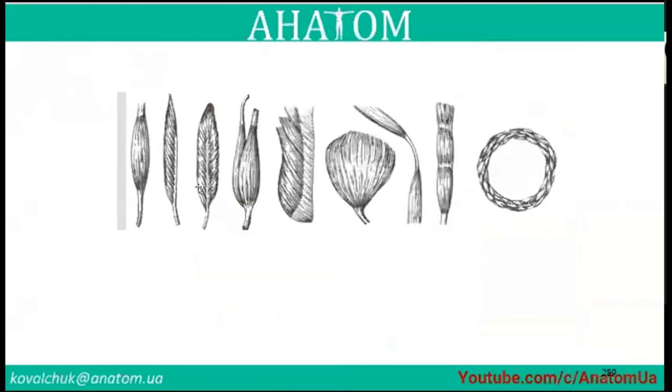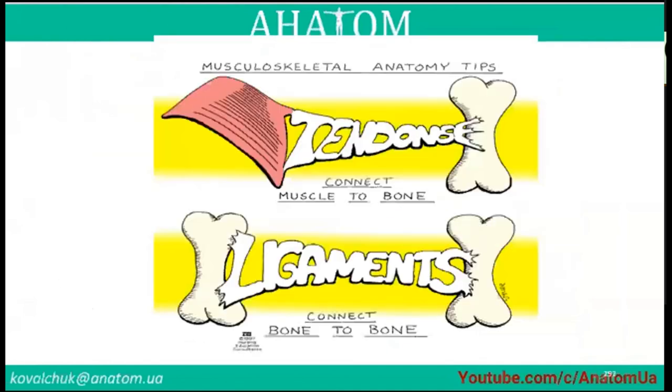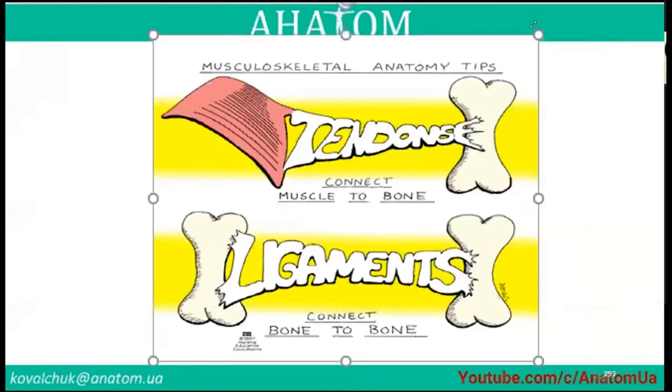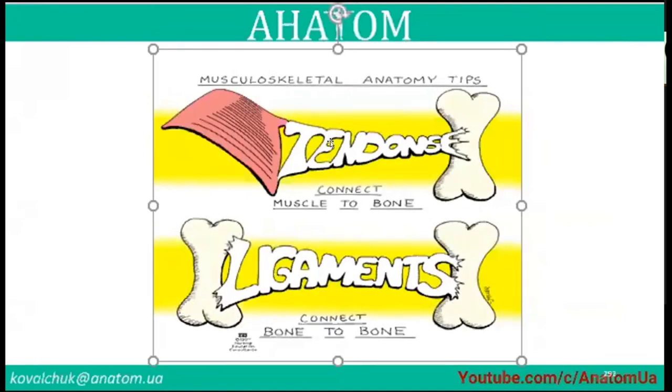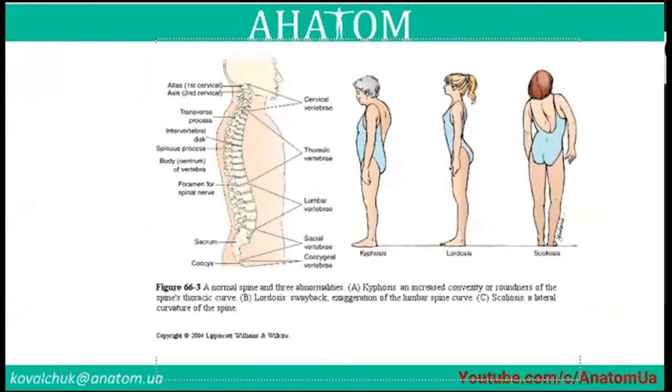Muscles have different forms, round, long, and others, and all muscles have a special structure. In musculoskeletal anatomy, there are tendons and ligaments. Ligaments connect bone to bone, and tendons connect muscles to bone. Please remember this moment too. And a muscle has a head, body, and cauda, as present in a mouse too, and it is very important.